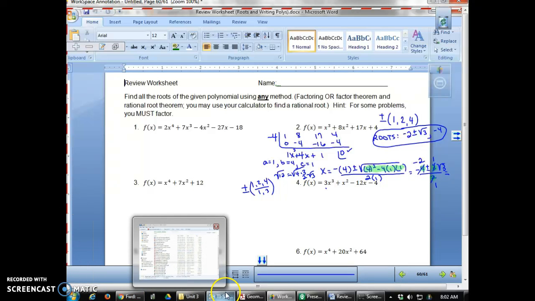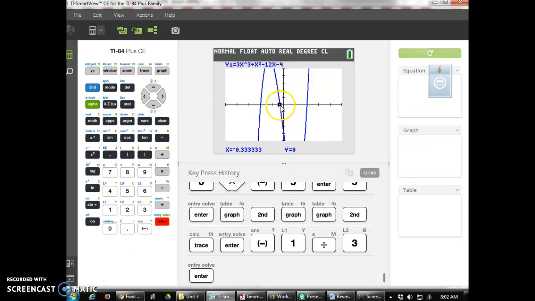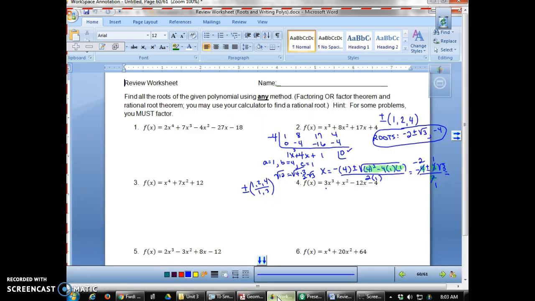So let me go back to the graph. And so we determined that that is a -1/3. So we have a root at -2, +2, and -1/3. So let's write that down. So all my roots, -2, 2, and -1/3. And they all are real rationals. All real rationals.